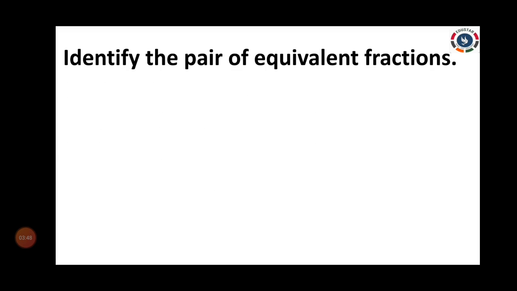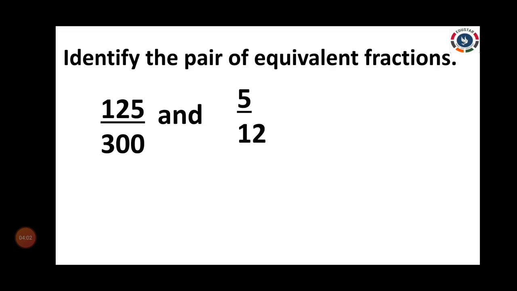Now we are going to identify the pair of equivalent fractions. How can we find the equivalent fractions? So you have 125 divided by 300 and 5 by 12 given. Here we are going to apply cross multiplication. Already I told you before to put symbols. The same cross multiplication we are going to apply here. So 125 divided by 300 and 5 divided by 12.